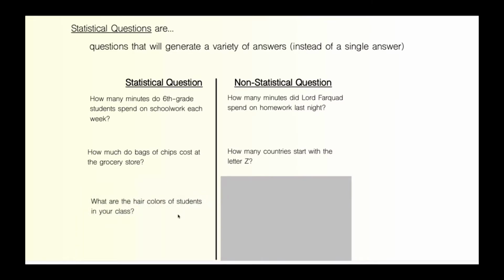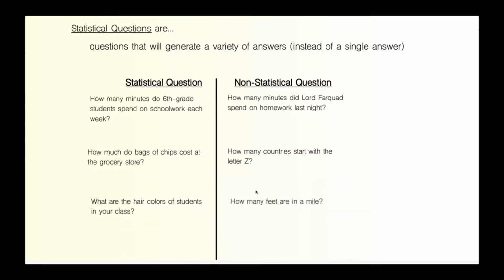Last statistical question I came up with was, what are the hair colors of students in your class? Well, there's plenty of different hair colors. Some are blonde, some are brunettes, some have black hair, some have whatever. There's plenty of different answers. There's not just one. Therefore, it is statistical.